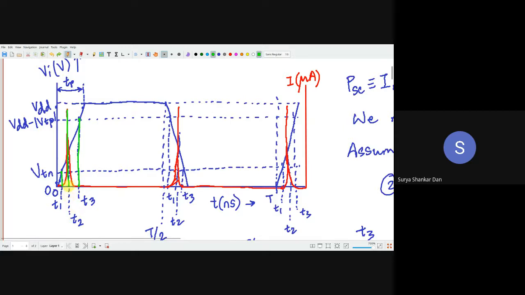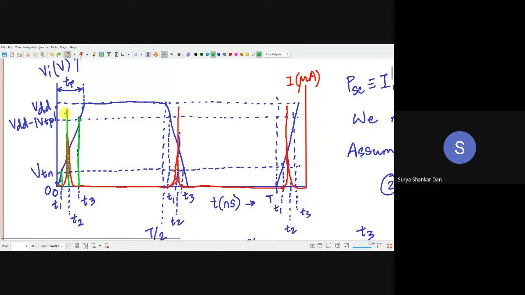Except at T2, in the exact middle, when Vi or Vo is crossing the inverter threshold. Now you can understand the reason why the inverter threshold is so important. So the inverter threshold will keep coming throughout our entire course. This inverter threshold is the point where you will have the maximum ISC.